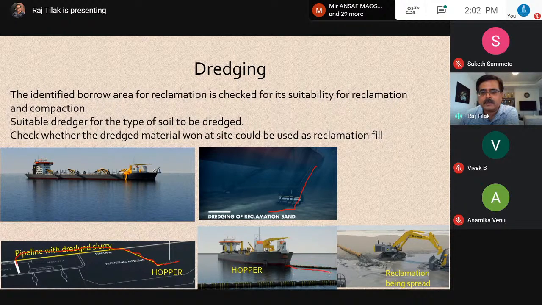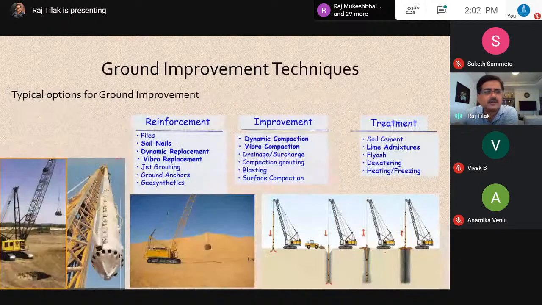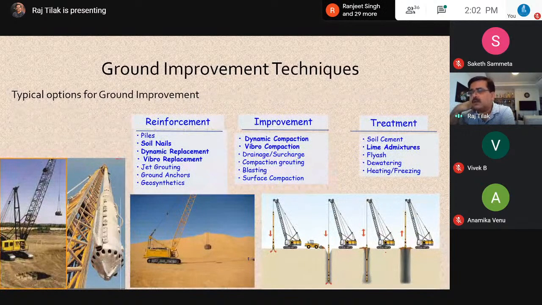You see, through a pipeline this is supplied, and then your various excavators and these kinds of equipment try to spread the reclamation, and then later on you will come back and do compaction on that one. So suitability of material, again the same thing: the soil classification, the fines content that it has, the plasticity index. So there are a lot of things that will come into it.